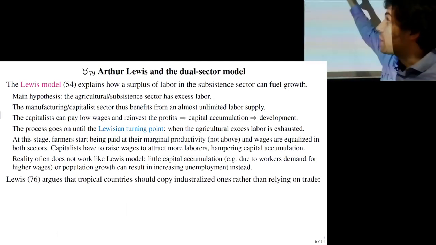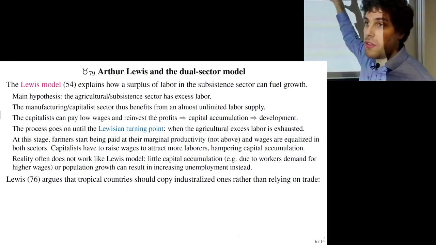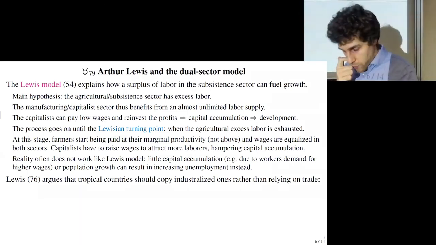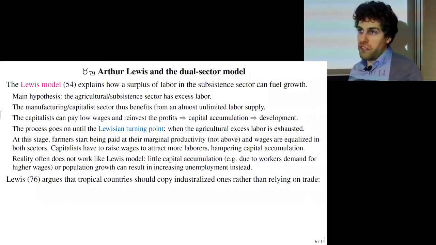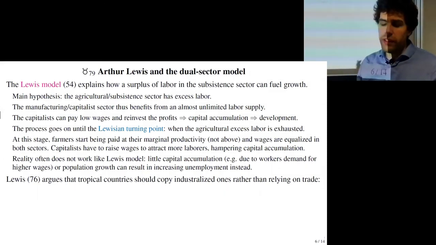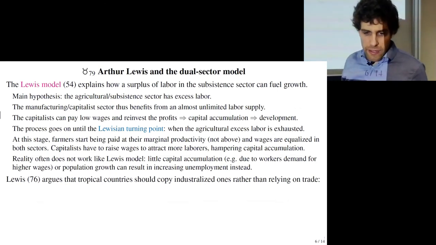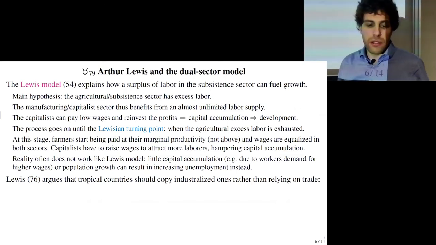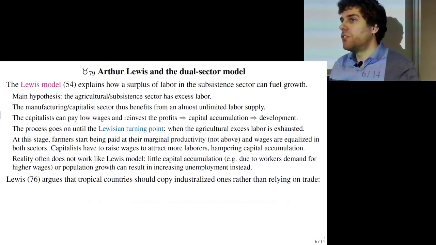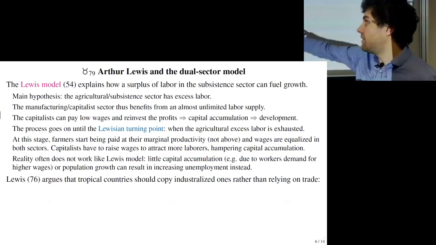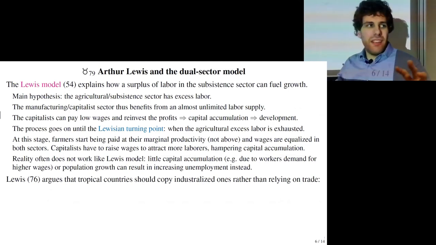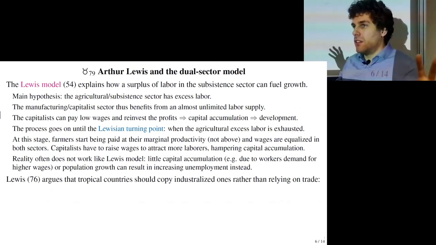So this is the most famous work of Lewis, but there is a very interesting paper entitled The Diffusion of Development, where he talks about different things. And he asked what development policy tropical countries should aim for. It's in 76. And he proposes two big options.